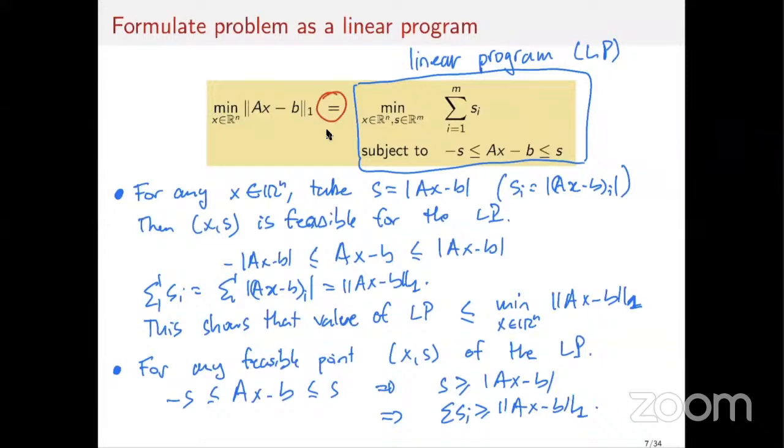And so this essentially shows, when you minimize over x and s, that the value of the LP is bigger than the minimum of the L1 norm of Ax minus b. I don't have much space here, but this implies that the LP value is bigger than the minimum of Ax minus b.